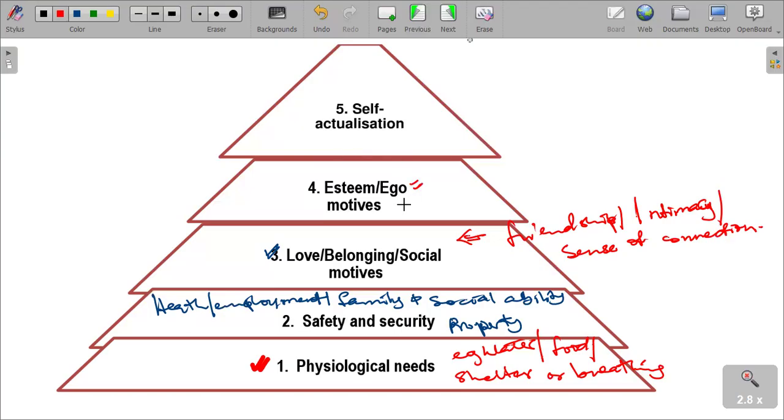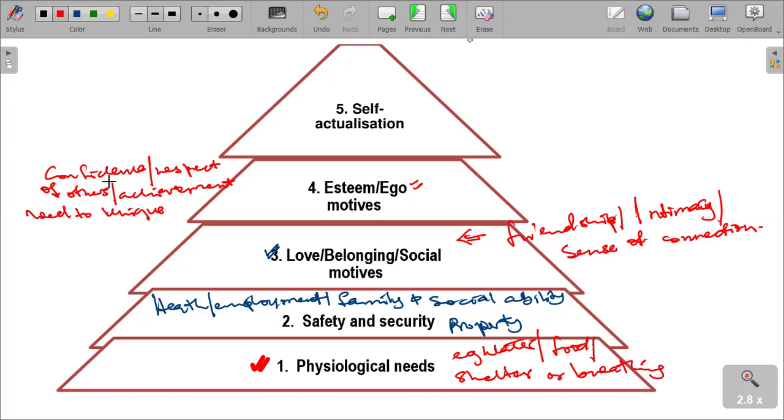We have number 4, which is esteem or ego needs. In that category, we talk about confidence, respect of others, and achievement, as well as the need to be a unique individual. We are saying they come under esteem or ego.